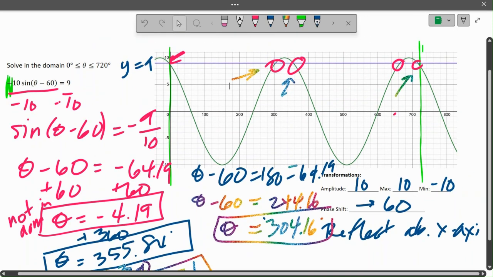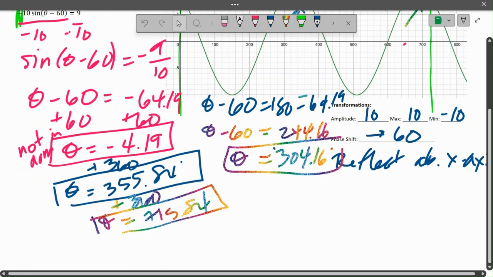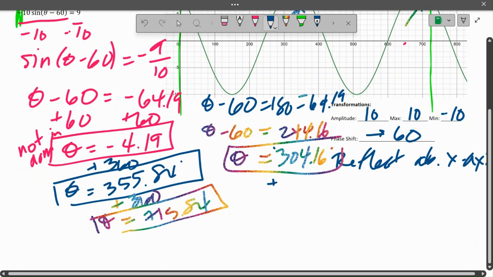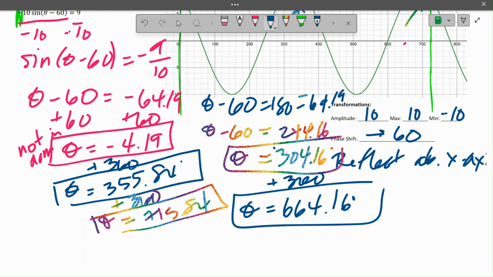So the only point that we have left to solve is this one right here. So let's go ahead and hop to that. And I'm going to do that by adding 360 degrees. When I do that, theta gives me 664.16 degrees. And we now have all four of our values. Remember, this one, negative 4.19, is not incorrect. It's just not within our domain. So that is not one of our four values.